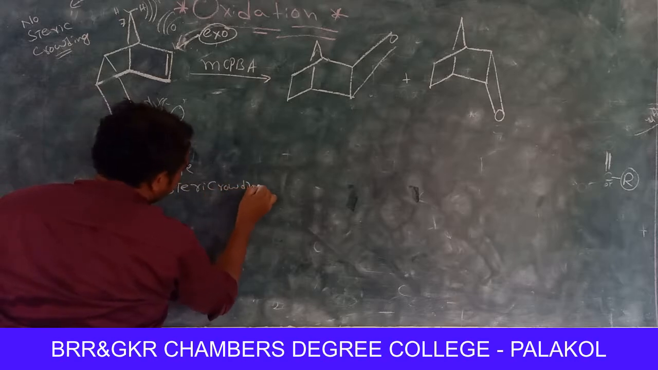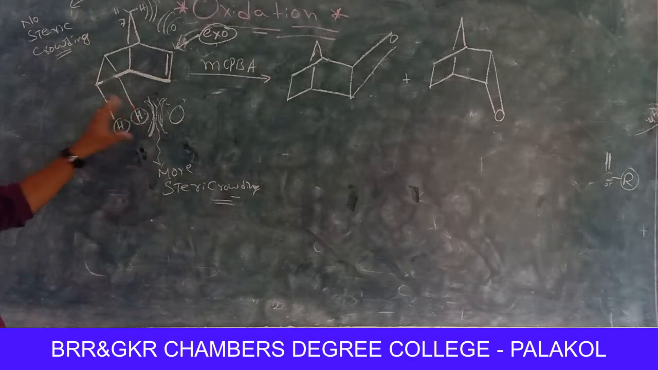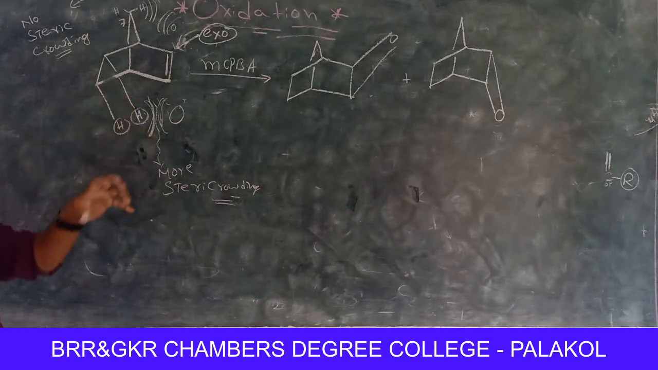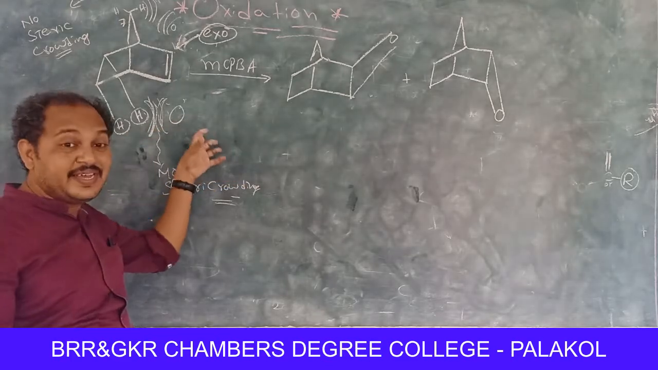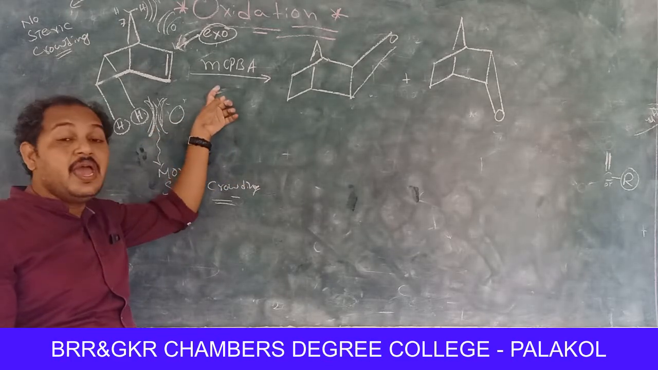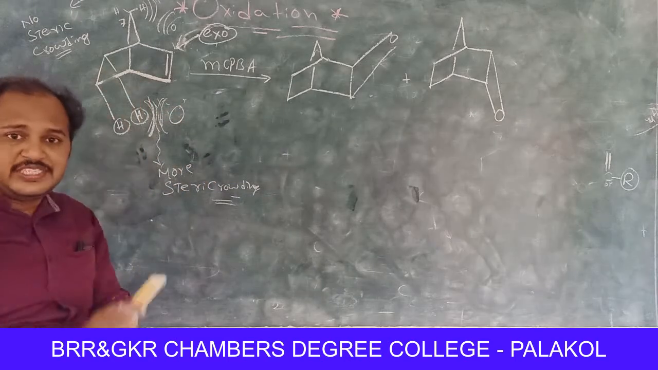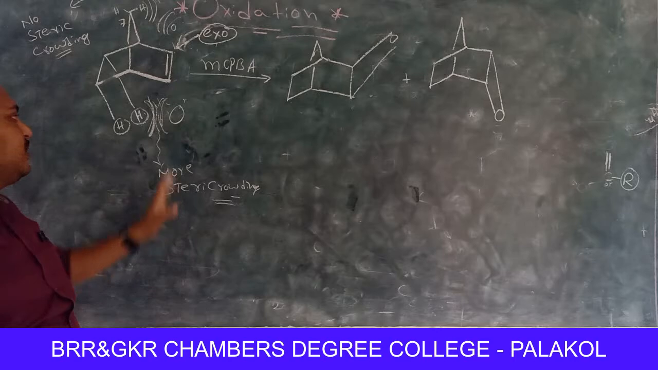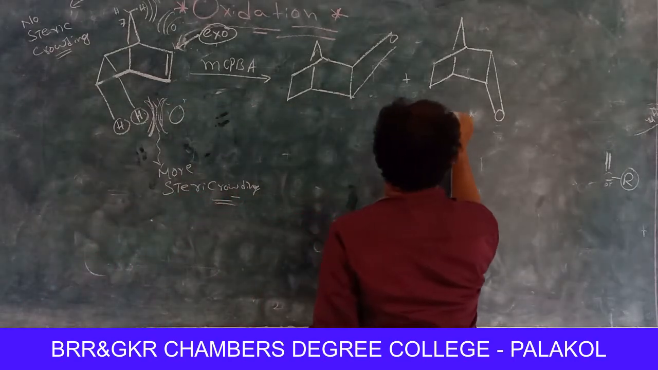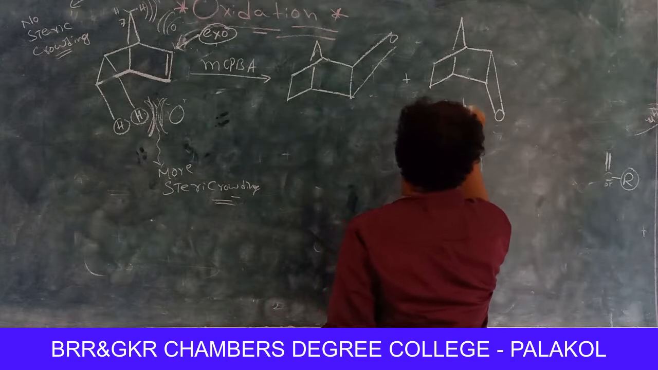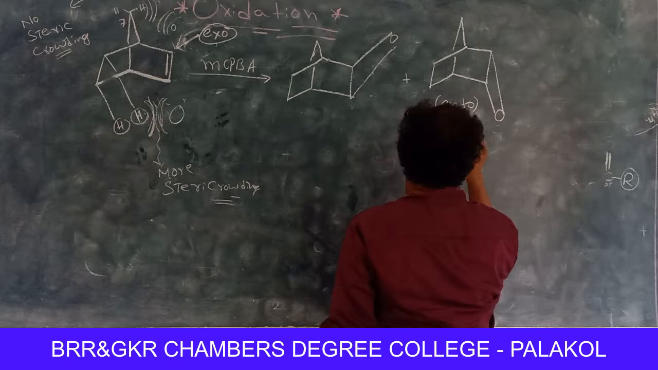This is more steric crowding. So these two hydrogens will oppose the incoming oxygen from the MCPBA. That's why an endo approach is not favorable. So that's why we get this as the minor. This is the endo epoxide, and this is minor.